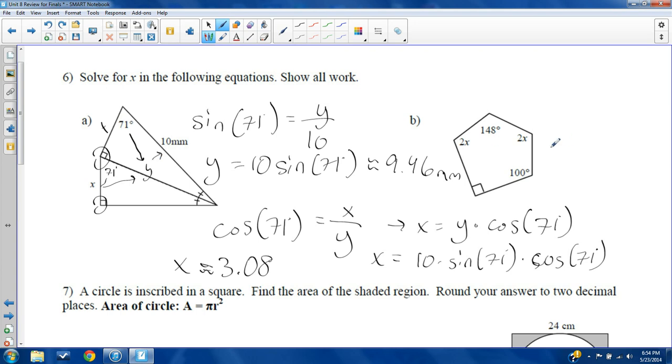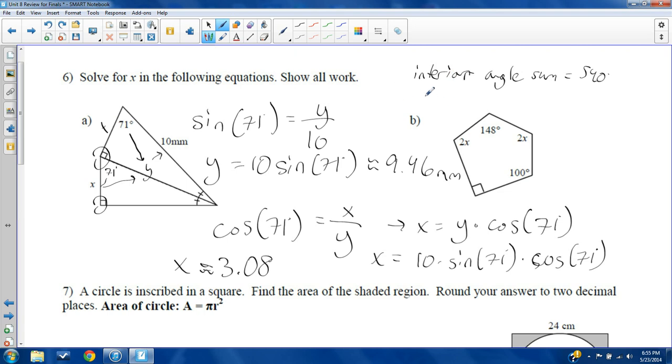In this problem here, you have a 1, 2, 3, 4, 5-sided shape. That is a pentagon. Now, a pentagon has three triangles. 1, 2, 3. 180 plus 180 plus 180 is 540. So the interior angle sum of a pentagon, it doesn't have to be a regular pentagon, by the way, equals 540 degrees. What that means is the sum of these angles is 540. So if you add these up, you'll get 540.